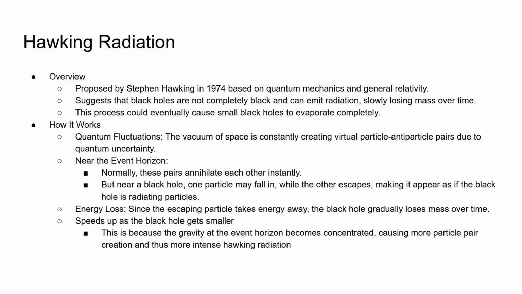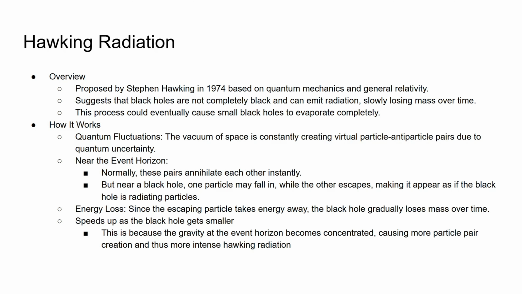Okay, so the way that black holes die is theorized to be Hawking radiation. As the name would suggest, this was theorized by Stephen Hawking in 1974, and it's based on quantum mechanics and general relativity. Essentially, what it suggests is that black holes aren't entirely absorbent and that they can emit radiation, and they lose mass in the emission of this radiation. This is the process by which a black hole would eventually evaporate and die.